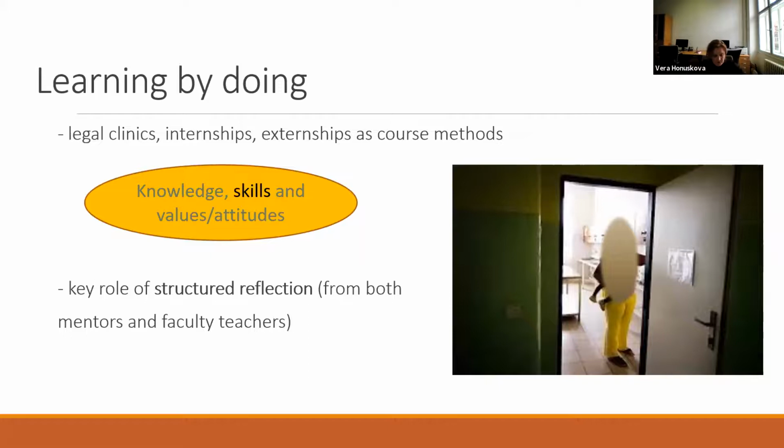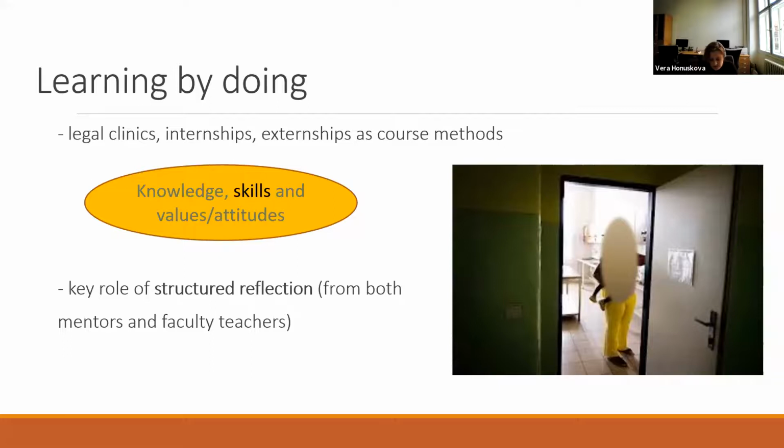Well, the first type of inspiration, let's say. Let's focus on one of the groups, learning by doing, at first. This is a group where courses include real life experience through internships, externships, and legal clinics. Here we focus mainly on skills. I tried to show it here. Although knowledge and values clearly play a role.